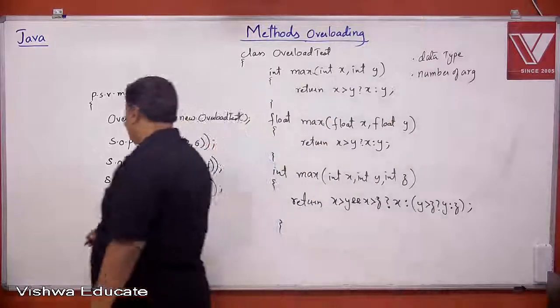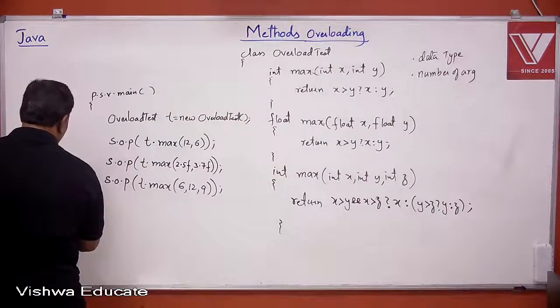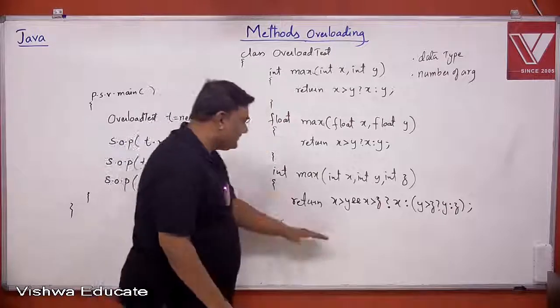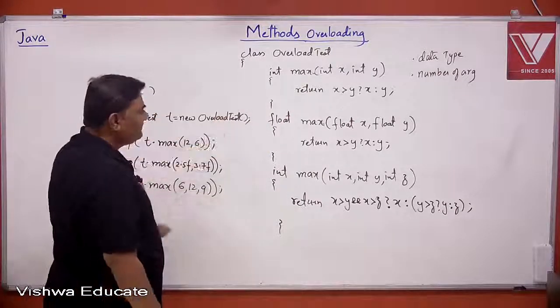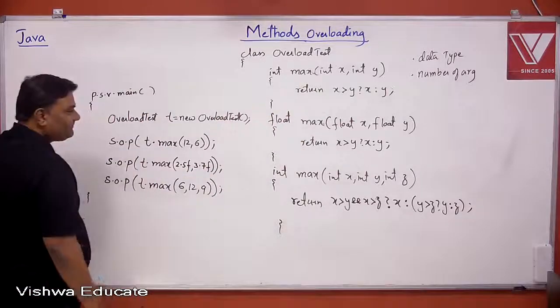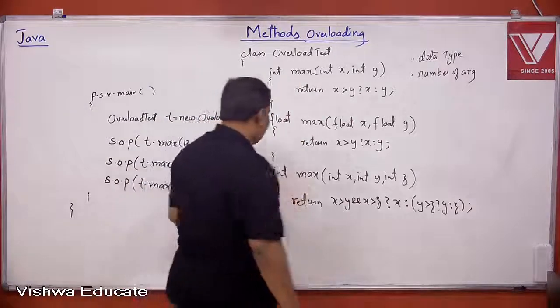So it's a complete program. I have written a complete program. This is a part of a class and the continuation is on this side, because I started from here. There was no space, so I wrote it here. So this is the continuation of this one.